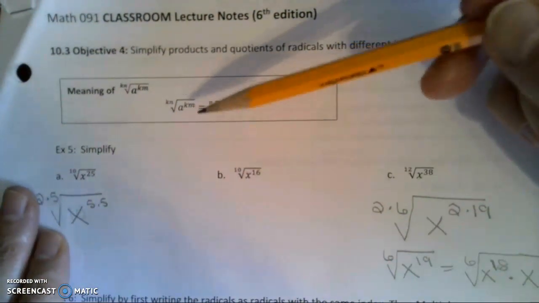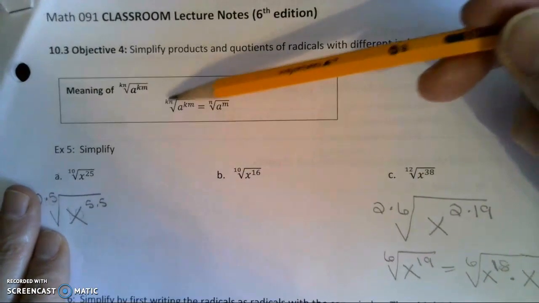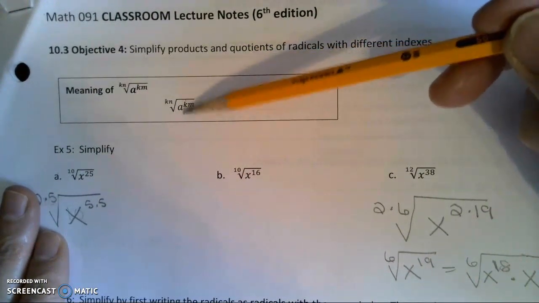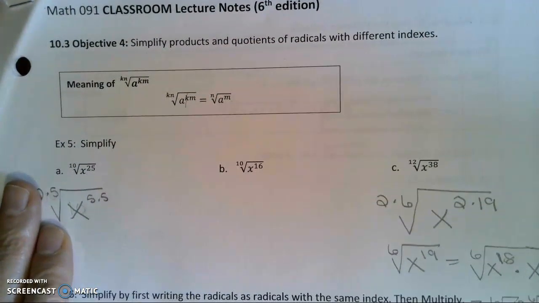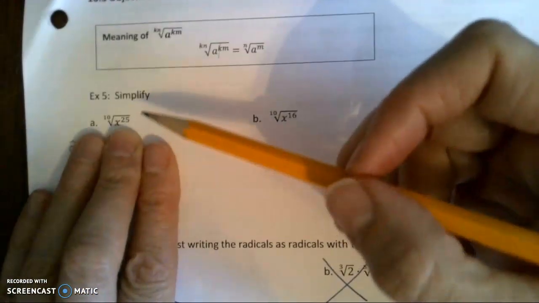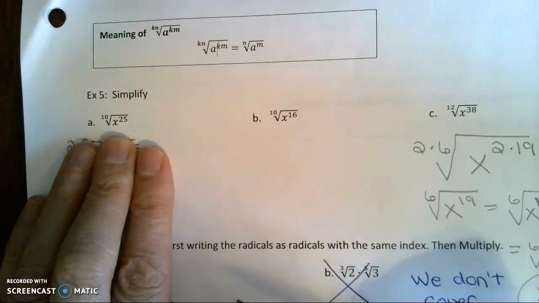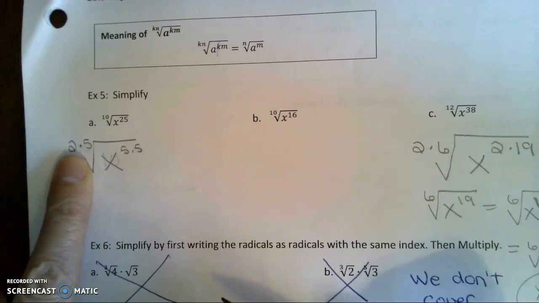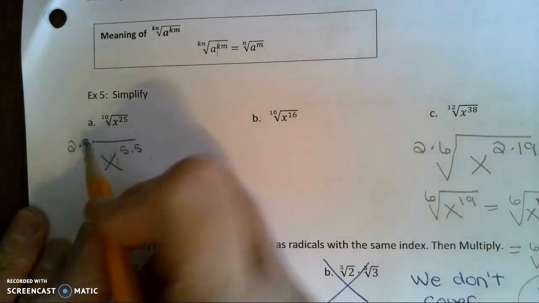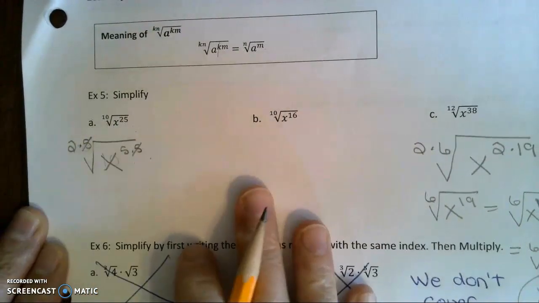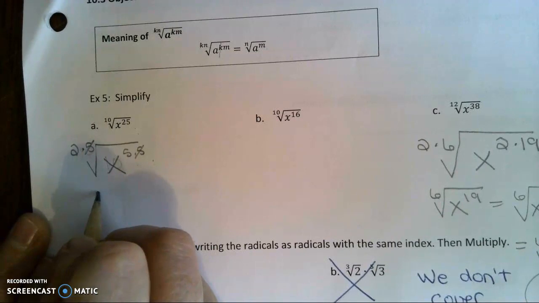So in this case, both of these have a factor of k, so we can actually just cancel that out and then reduce from there. So I'm going to do two examples. Here's the first one. If I look at 25 and 10, both of those have a factor of 5. So I write the 10 as 2 times 5, and the 25 as 5 times 5. From there, the 5's cancel out, and I get the square root of x to the 5th.